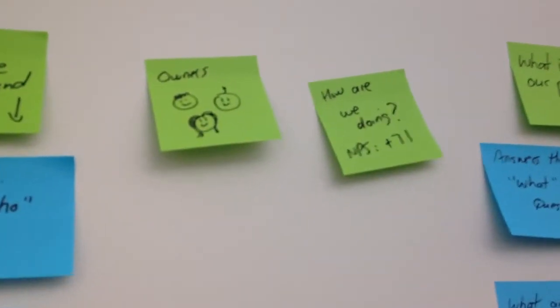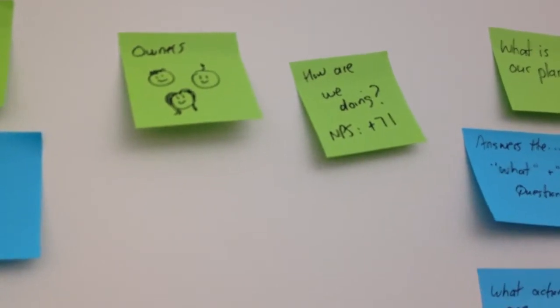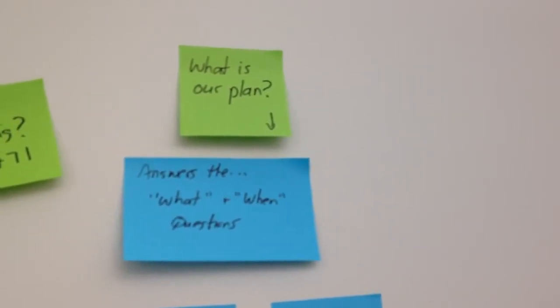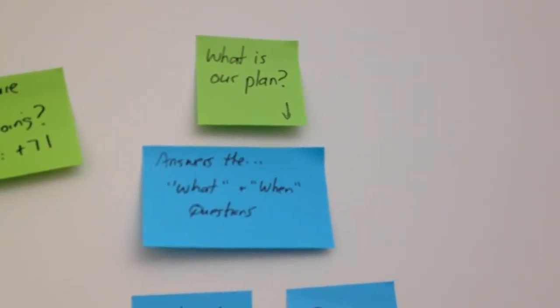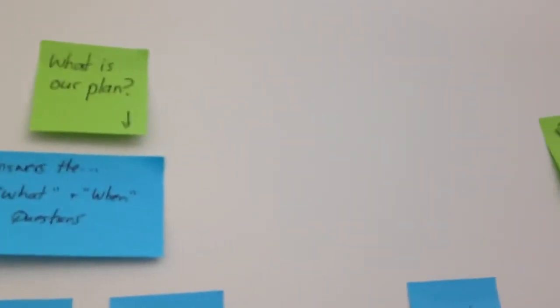Who is the owner of the specific parts of this big visible wall? And then how are they doing, either through some type of net promoter score or satisfaction. Next part of the wall would be what is our plan. So this part of the wall would have a list of all the experiments and changes that the team and the transformation teams are working through.